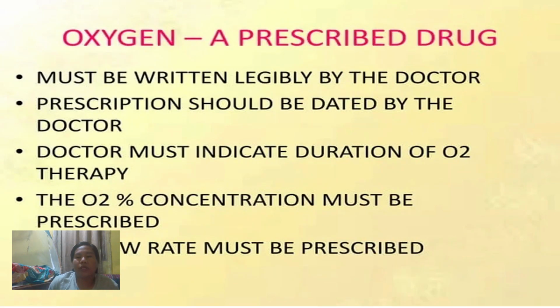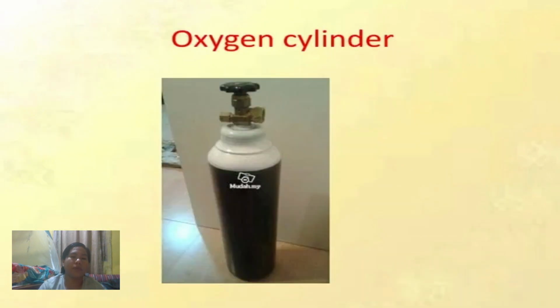Oxygen, a prescribed drug, must be written legibly by the doctor. The prescription should be dated by the doctor. The doctor must indicate the duration of oxygen therapy. The oxygen percent concentration must be prescribed. The flow rate must be prescribed.